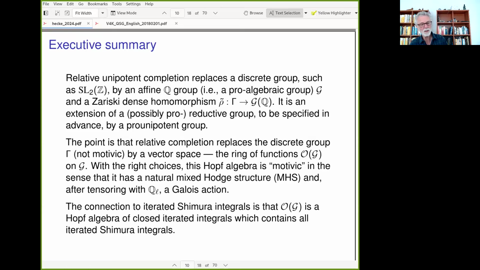And the connection with iterated Shimura integrals is that the coordinate ring of the completion I'm going to describe in the next couple of slides is a Hopf algebra consisting of closed iterated integrals. These integrals are going to be more general than just iterated Shimura integrals, but it's going to contain all iterated Shimura integrals. So basically, we're taking a discrete group and replacing it by an affine group. The coordinate ring of the affine group is going to consist of closed iterated integrals of modular forms.